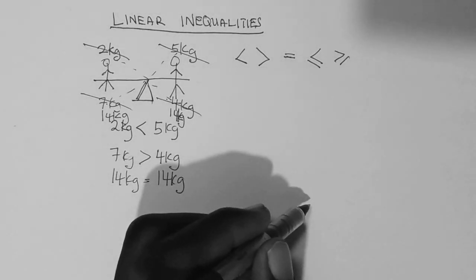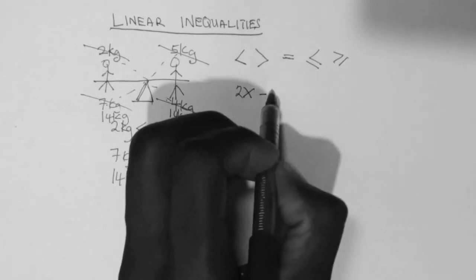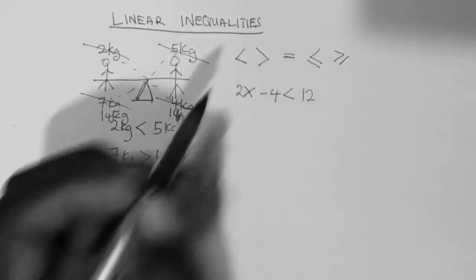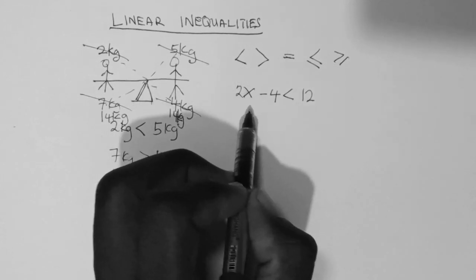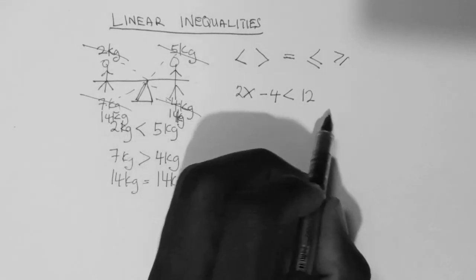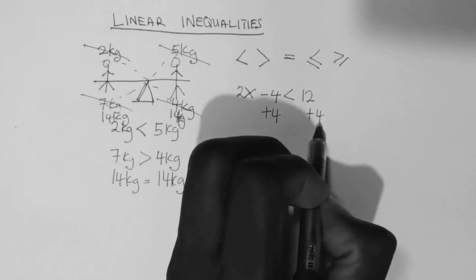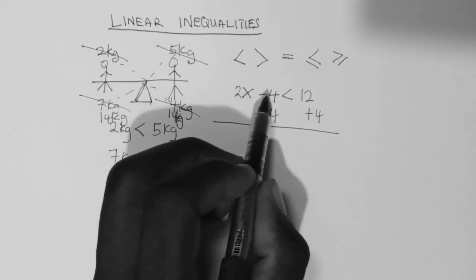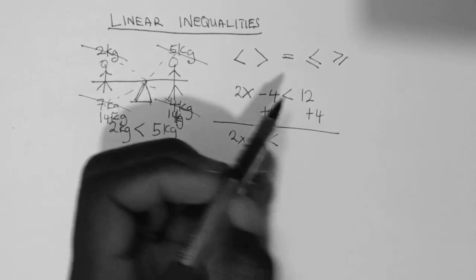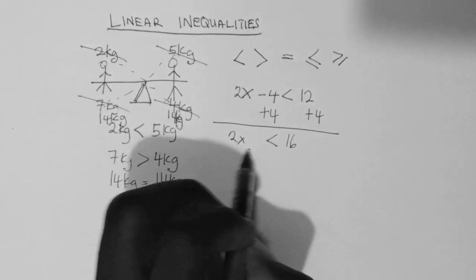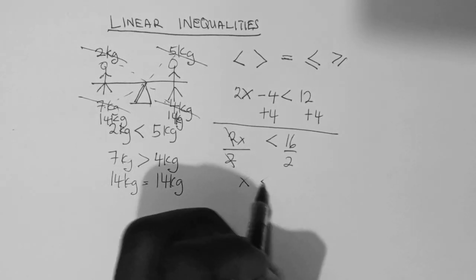Now, let's consider this problem. 2x minus 4 is less than 12. Let's find x and represent it on a number line. What we'll do is add 4 to both sides of the inequality. 2x minus 4 plus 4 is 0, so it's less than 12 plus 4, which is 16. So we can divide both sides by 2. If we divide both sides by 2, we find out that x is less than 8.